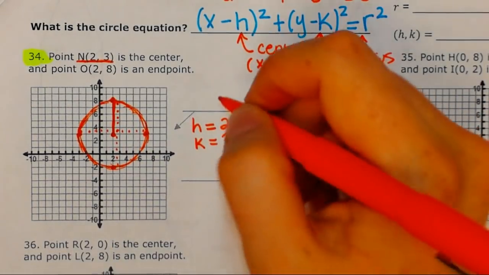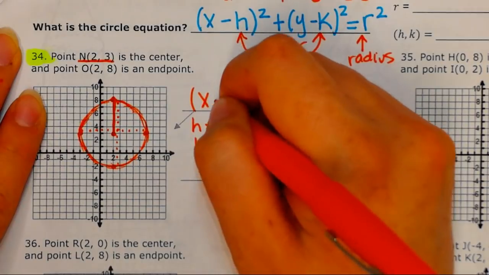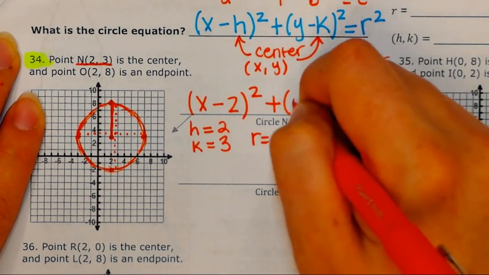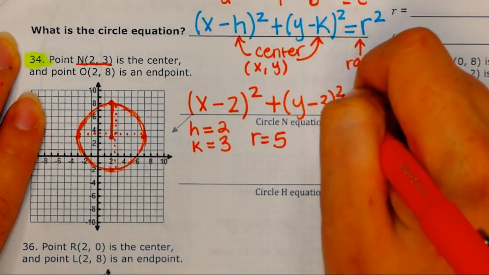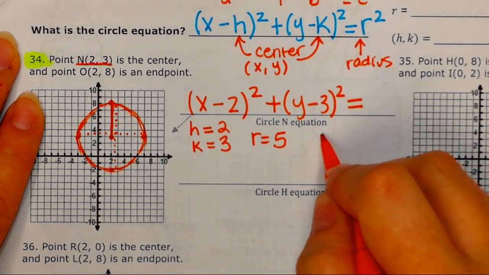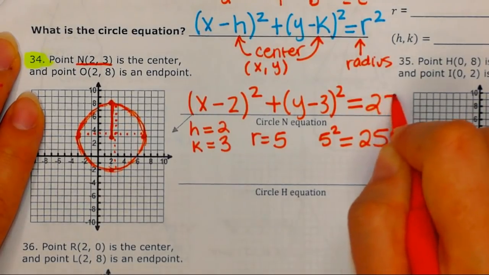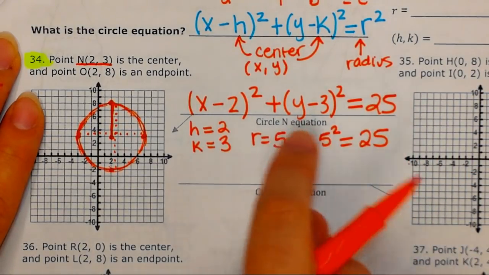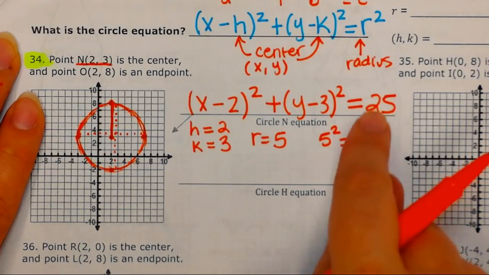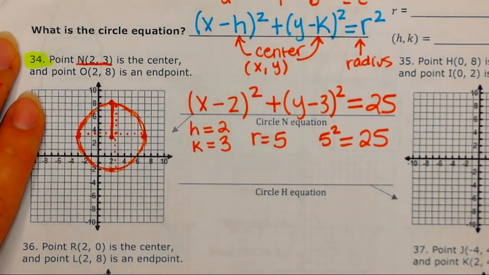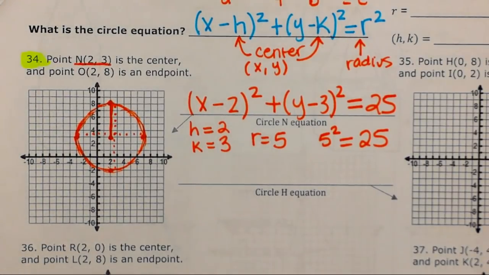So then plugging things in, we've got x minus 2 squared plus y minus 3 squared is equal to 5 squared, which is 25. And you do want to go ahead and square the number because you will see it written in this format where it's actually your squared number. And that's our equation.